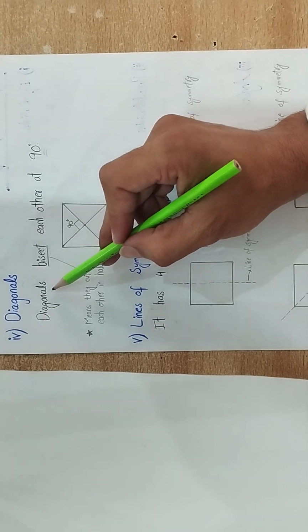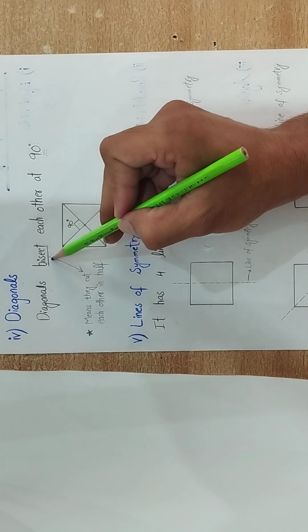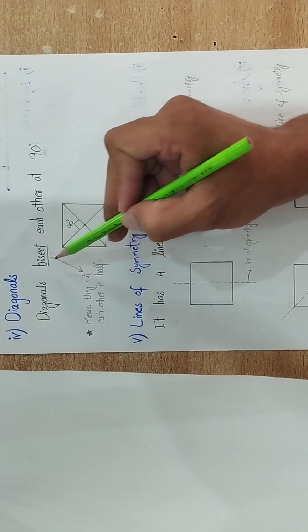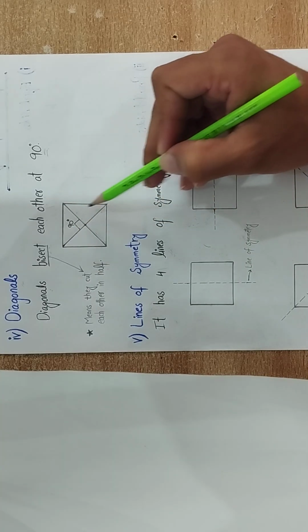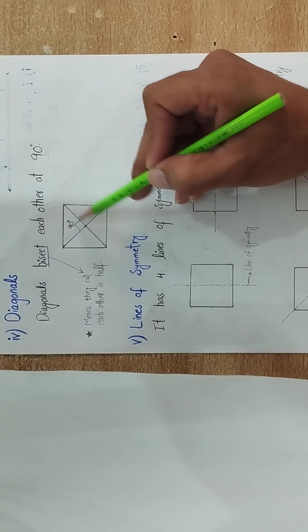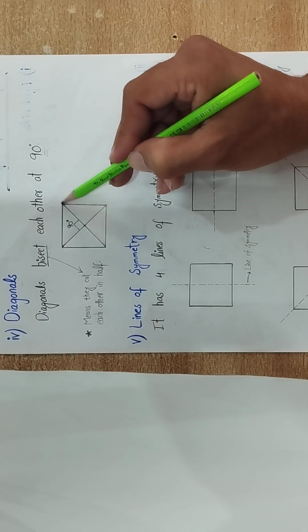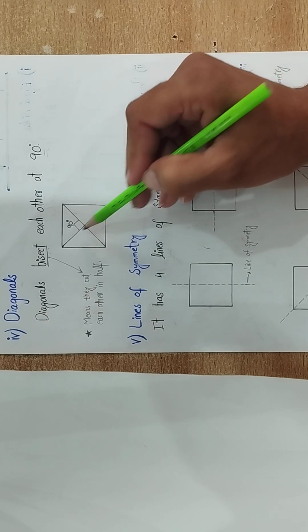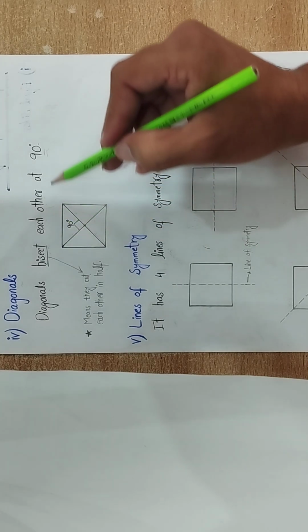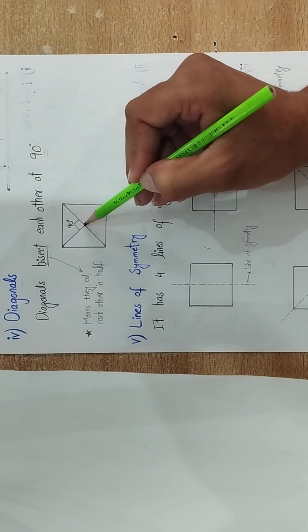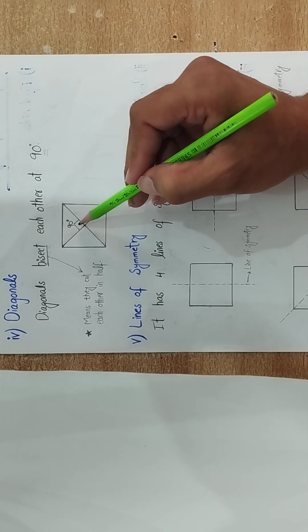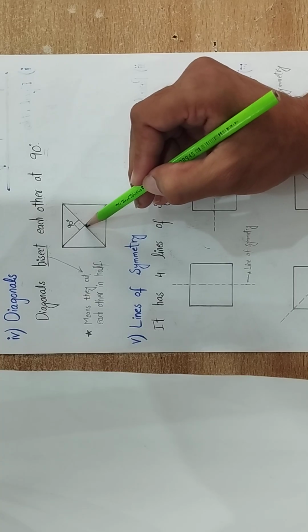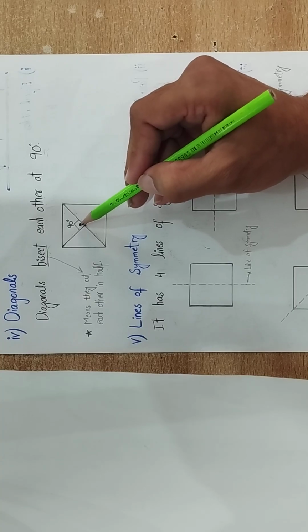So there are two important things in this property. Diagonals bisect each other, which means they cut each other in equal parts. This diagonal cuts this diagonal into two equal parts, and then this diagonal cuts this diagonal into two equal parts. This is the meaning of bisect. And at the point where they meet, they form an angle of 90 degrees. Why? Because they form a square corner there. It means they form an angle of 90 degrees at that point.